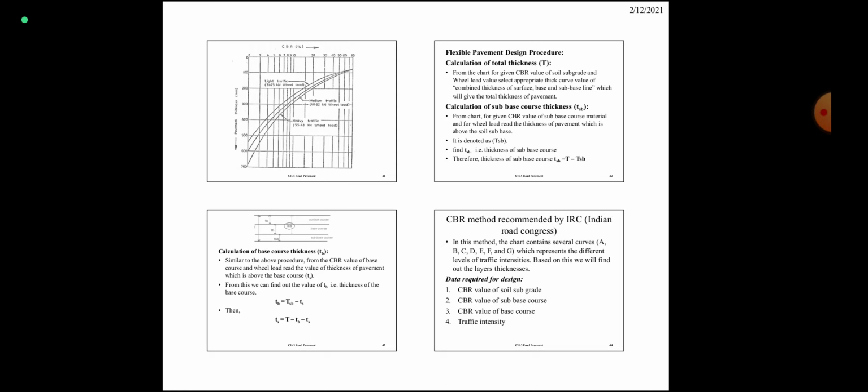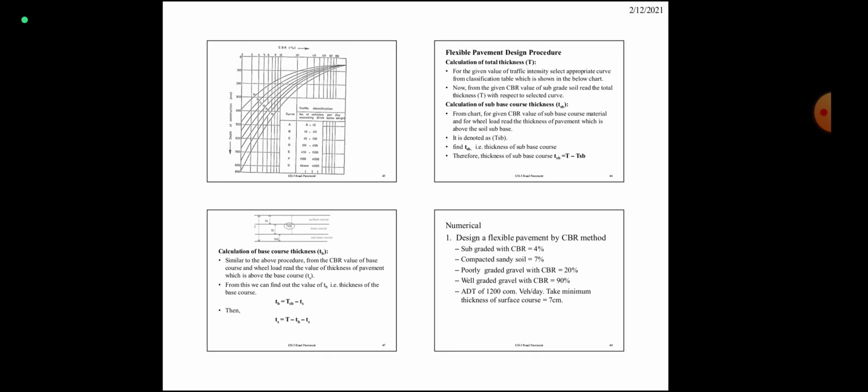CBR method recommended by IRC, Indian Road Congress. In this method, the chart contains several curves A, B, C, D, E, F, G, which represent different levels of traffic intensities. Based on this, we will find out the layer thickness. Data required for design: CBR value of soil subgrade, CBR value of sub-base course, CBR value of base course, traffic intensity.